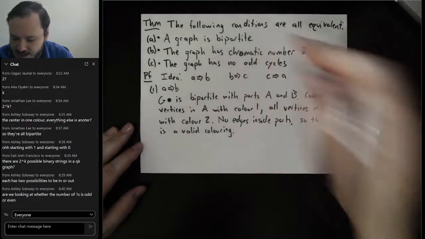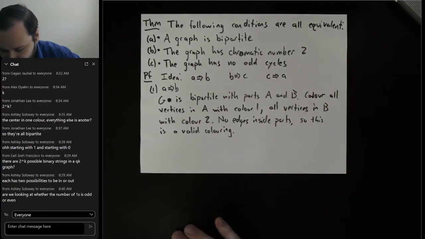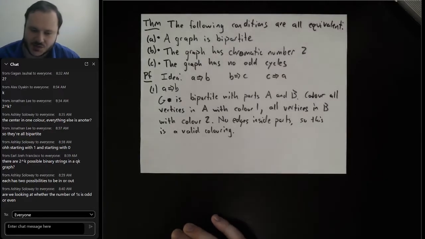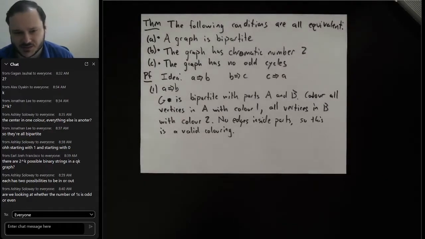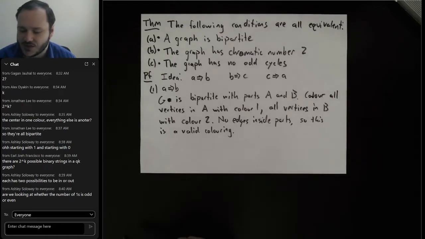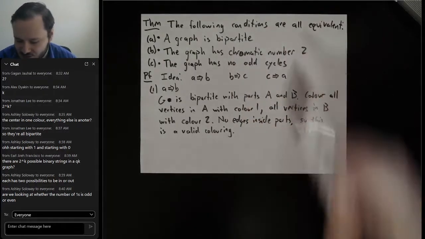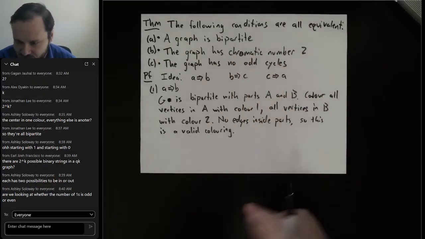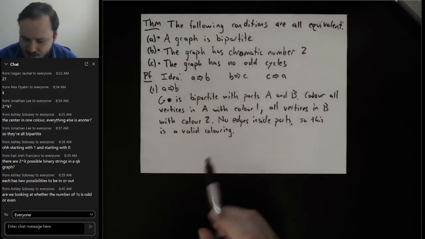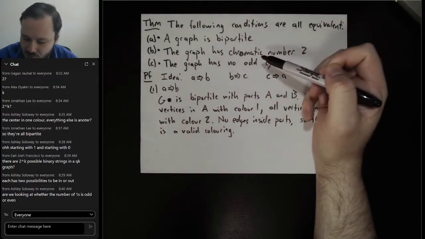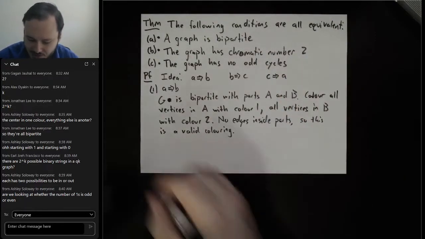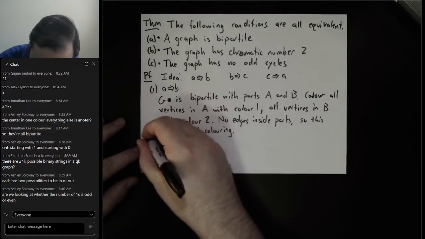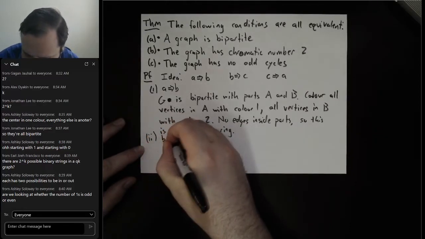I guess I need a graph to have at least one edge. Otherwise, you could use one color, but that's sort of a silly example. So if G has at least one edge, then the following conditions are all equivalent: it's bipartite, it has chromatic number 2, it has no odd cycles. Okay, so that's A implies B. Assume bipartite, prove it has chromatic number 2.